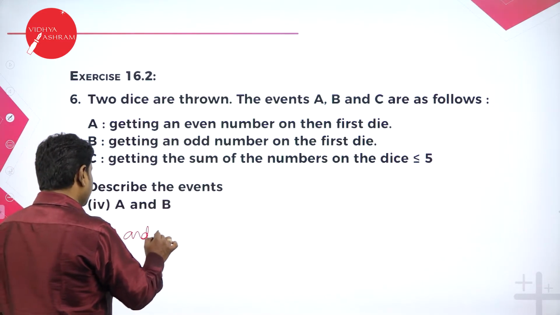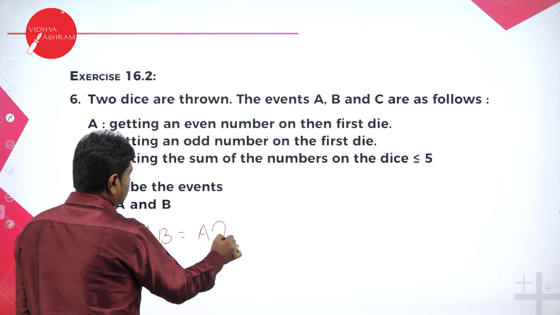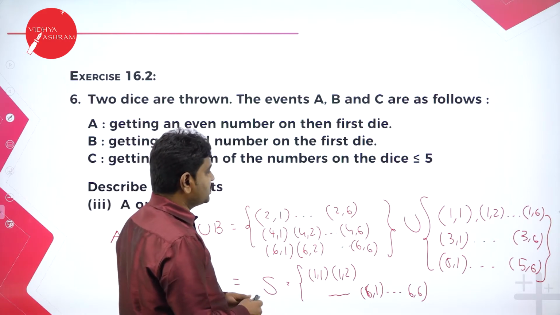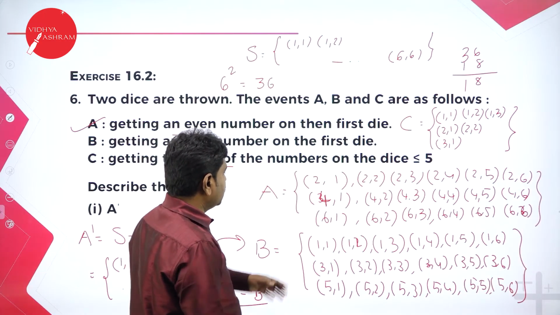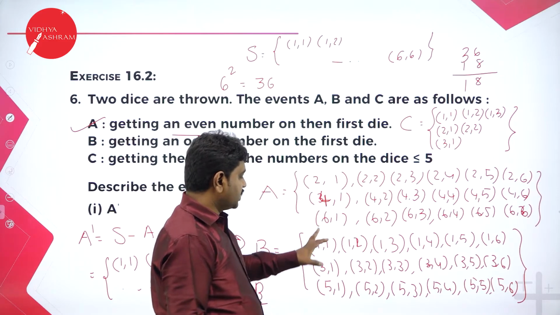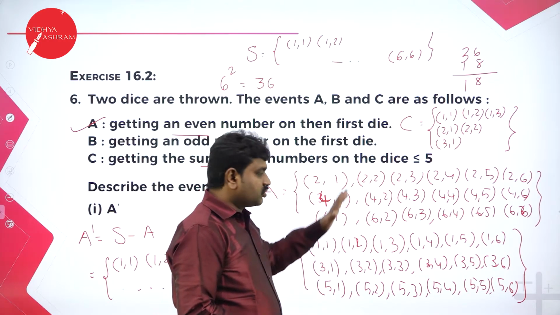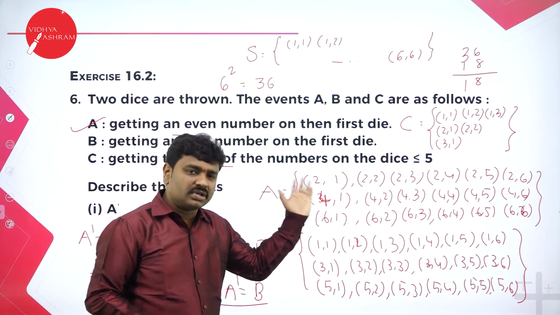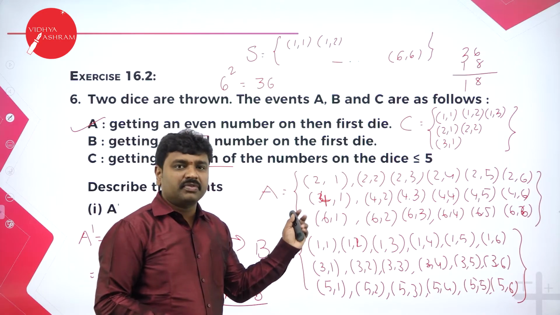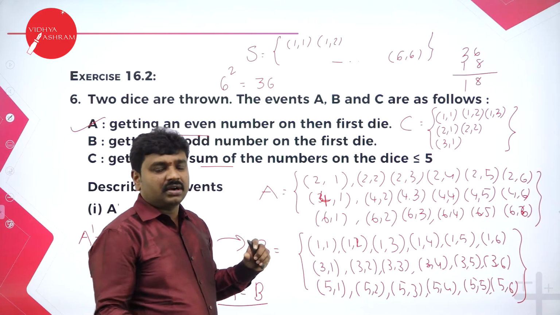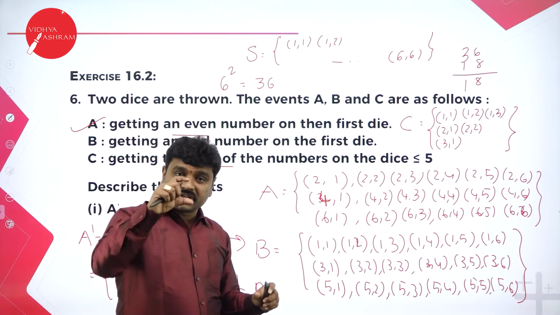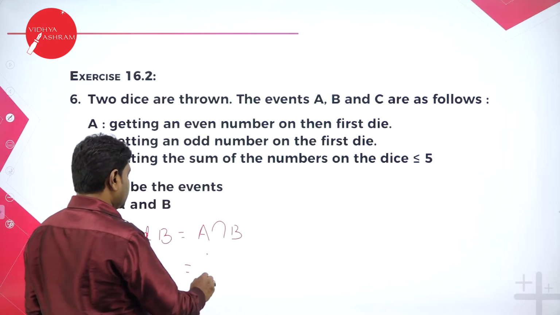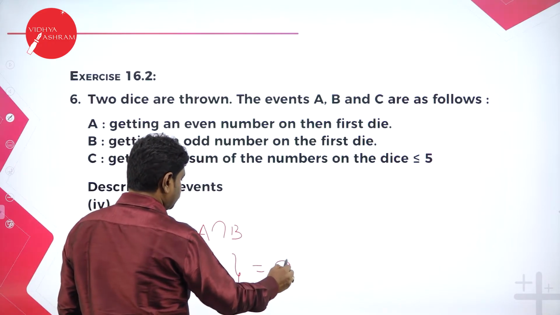What is meant by A and B? A intersection B. A intersection B means what? Common elements of A and B. See, do we have any common elements? A is what? Starting with 2, 4, 6. B is starting with 1, 3, 5. So, no pair is common. In both the sets, we don't have any common element. You can search. A is made up of what? First one even number, remaining all the numbers. B is made up of first one odd number. So we don't have common elements. Therefore, A intersection B will be the null set psi.